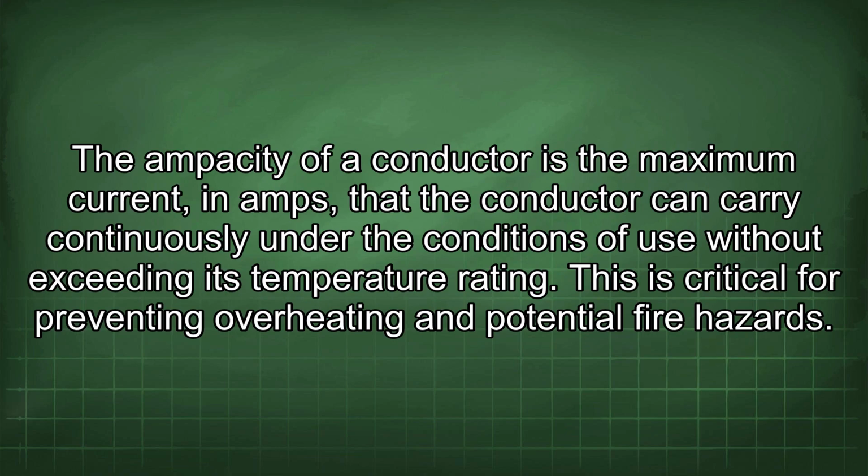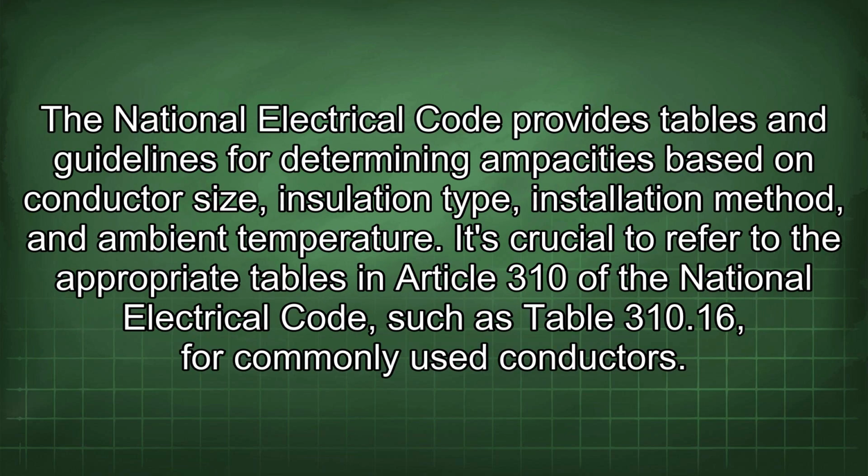The ampacity of a conductor is the maximum current, in amps, that the conductor can carry continuously under the conditions of use without exceeding its temperature rating. This is critical for preventing overheating and potential fire hazards. The National Electrical Code provides tables and guidelines for determining ampacities based on conductor size, insulation type, installation method, and ambient temperature. It's crucial to refer to the appropriate tables in Article 310 of the National Electrical Code, such as Table 310.16 for commonly used conductors.